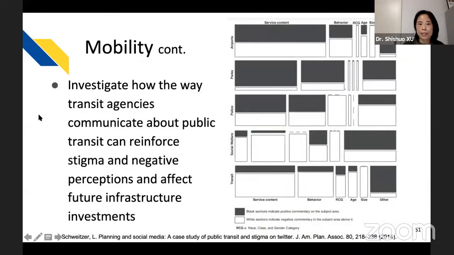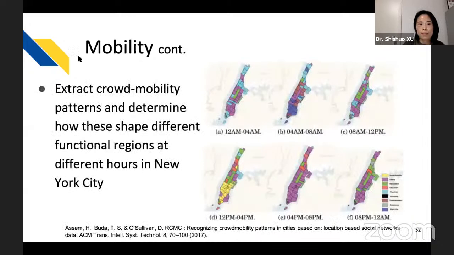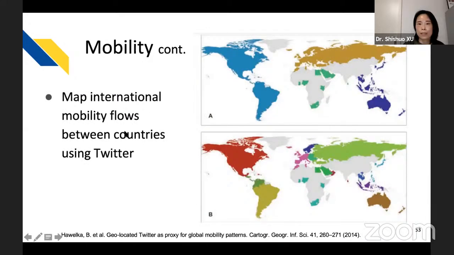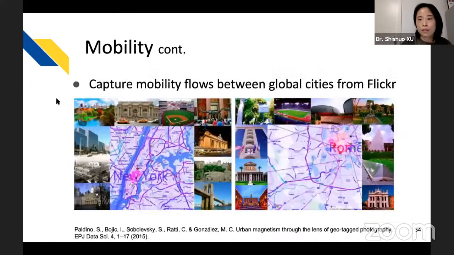Another one investigates the correlation between the public transit pattern and the urban infrastructure. Similar to the first research, this one abstracts the crowd mobility patterns and determines how they shape different functional zones at different hours in New York. Here is one visualization result, where they visualize the international mobility flows between different countries. Also, at a global scale, they use Flickr photos to capture the mobility flows in New York and Rome.